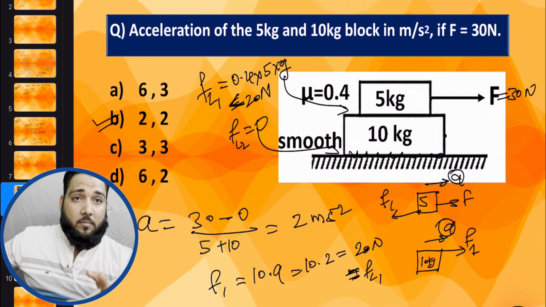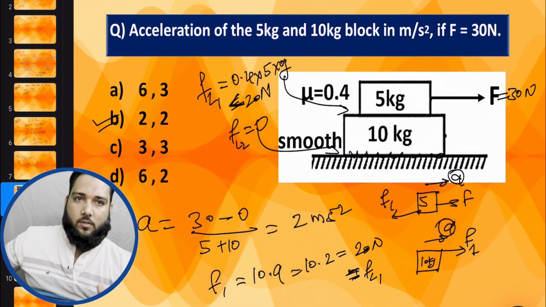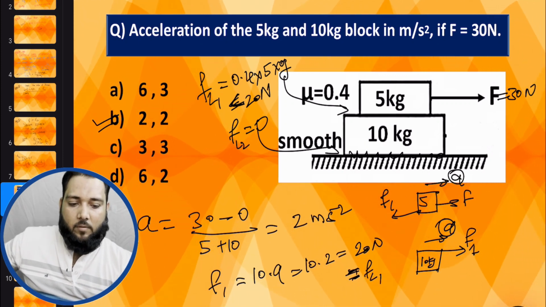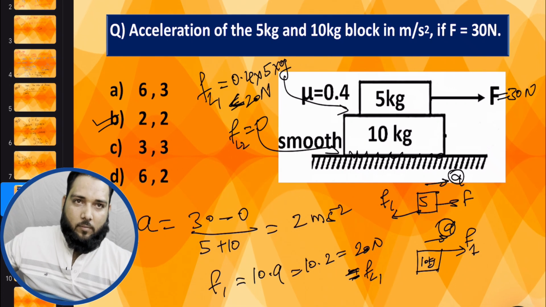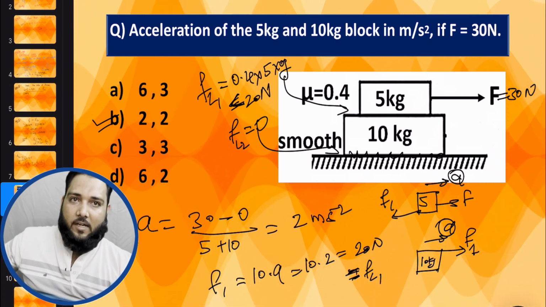Are you getting my point? But this is not the correct answer. When you take g as 9.8, that is the most accurate value of g. In that case, FL1 will be less than F1. So we can say the friction sliding has started.